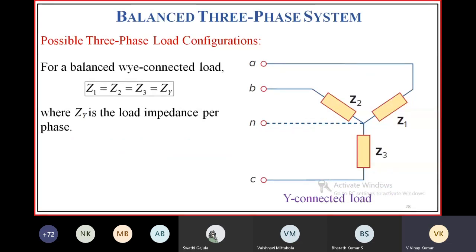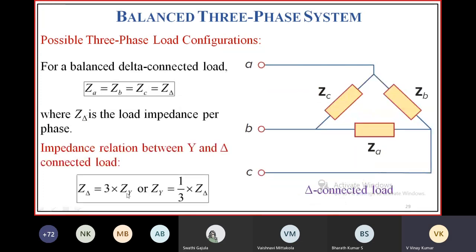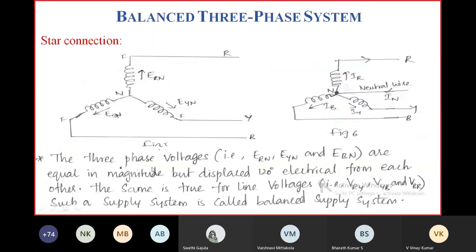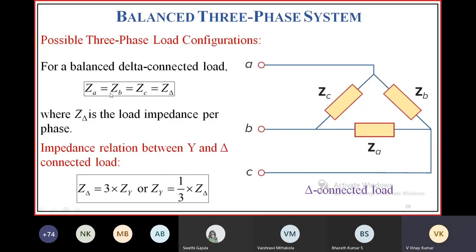You can convert this star into delta. We have the relationship between impedance in star connection and impedance in delta connection, the per-phase impedance.